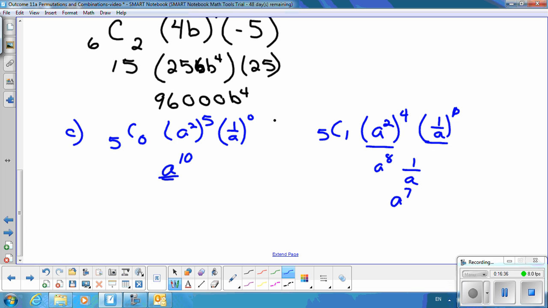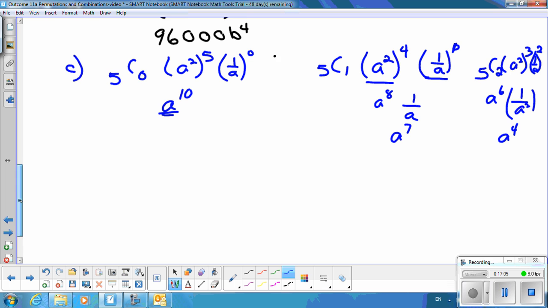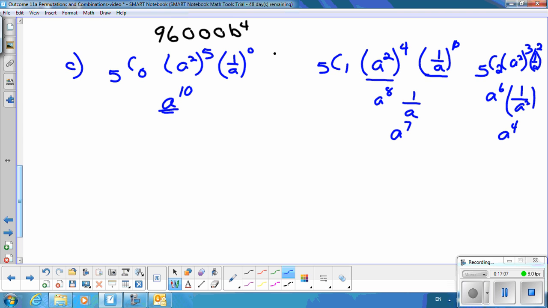The third term would be 5c2, and it would be a squared to the power of 3 times 1 over a squared. So a squared to the power of 3 is a to the power of 6 times 1 over a squared. So this one would be a to the power of 4. And so the exponents for a in the pattern are decreasing by 3. This means that my next term, the fourth term, would be the one to contain a to the power of 1.